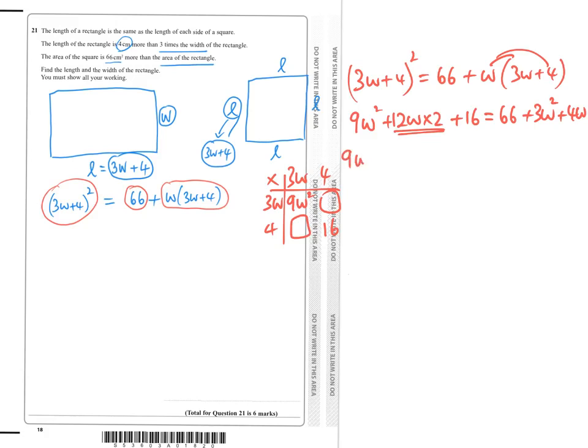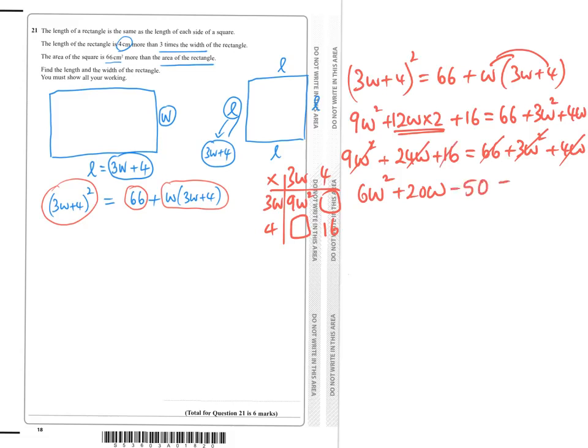So we'd end up with 9w squared plus 24w plus 16 is 66 plus 3w squared plus 4w. Let's get everything onto the left hand side. So we'll take 3w squared from both sides, and that will leave us with 6w squared here. We'll take 4w from both sides, and that will leave us 20w here. And we'll take 66 from both sides, so that will be minus 50 equals 0. I can see that these are all even, so I'm going to halve them all.